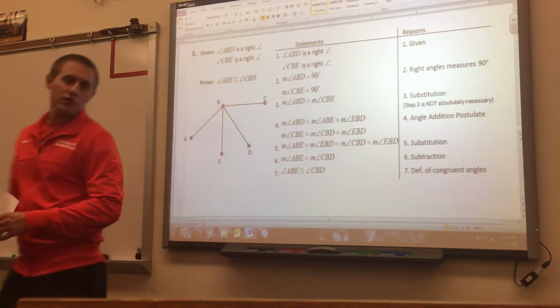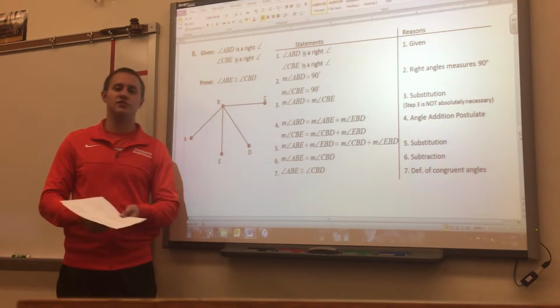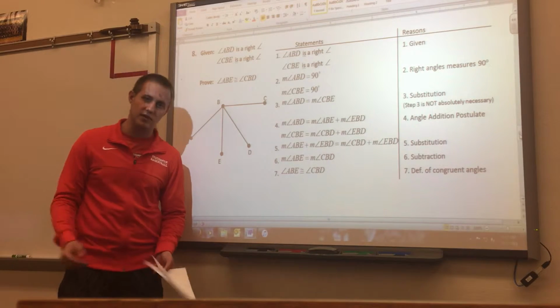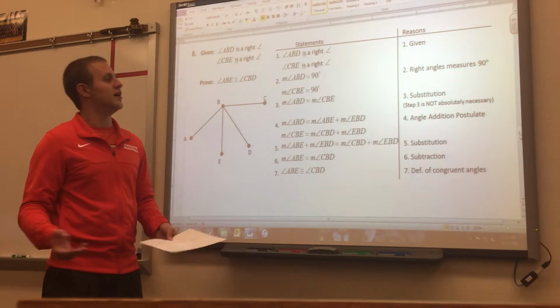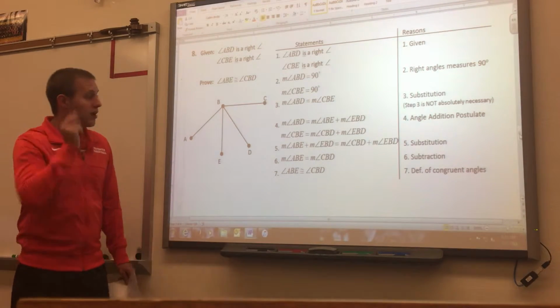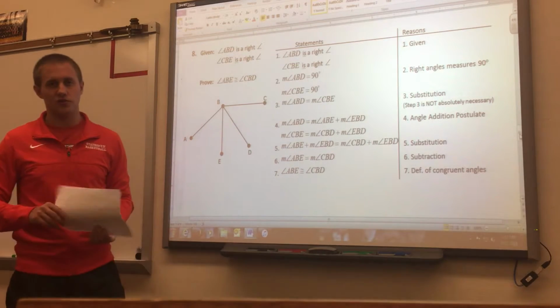All right, number 8 isn't a whole lot different than number 7, except now instead of saying the two big angles are congruent, we're gonna say they're both right angles. Well, that also means they're congruent, so it's gonna be set up pretty similar. We'll say they're right angles. We'll say that right angles measure 90 degrees, so that's a slightly new reason for you guys on this.